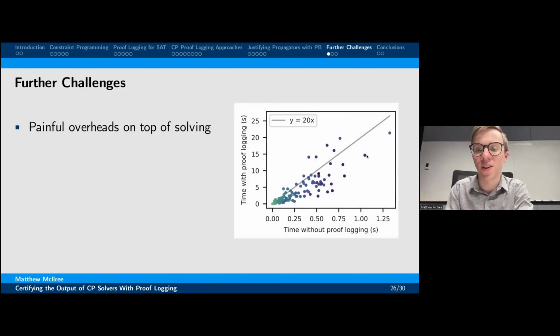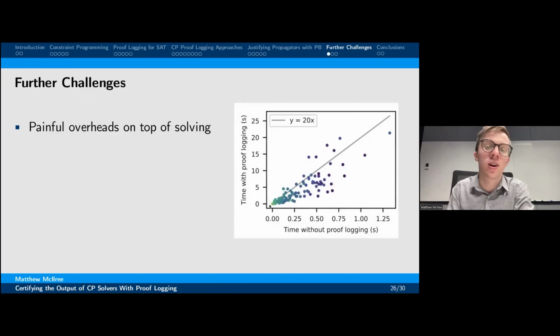But this is a kind of sad graph that we had in our proof logging for the circuit constraint paper that showed for certain kinds of traveling salesman problem instances, we ended up introducing a roughly 20 times overhead on top of solving without proof logging by turning on proof logging.